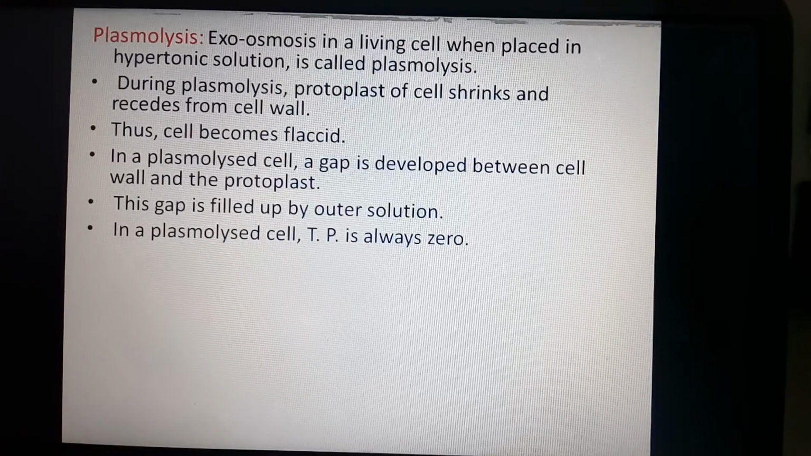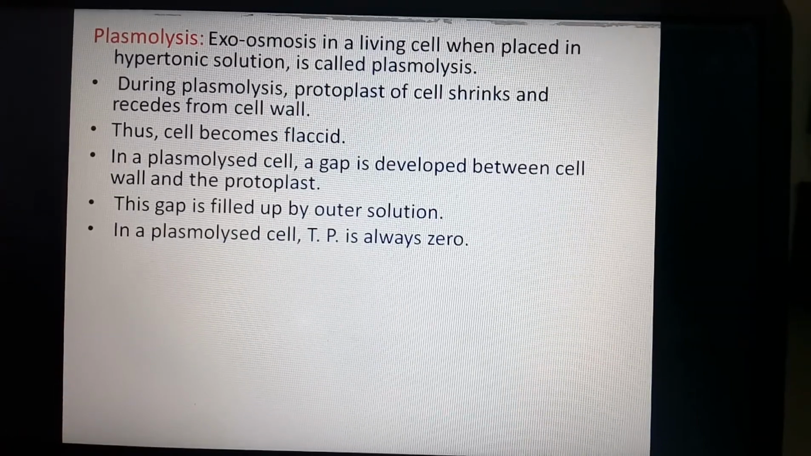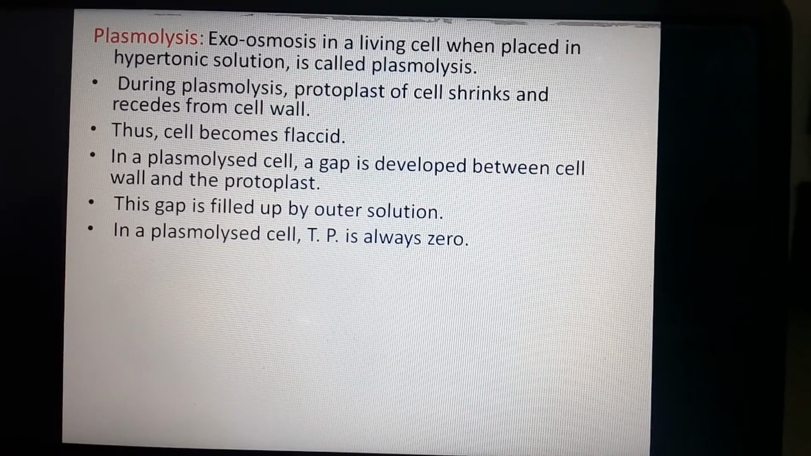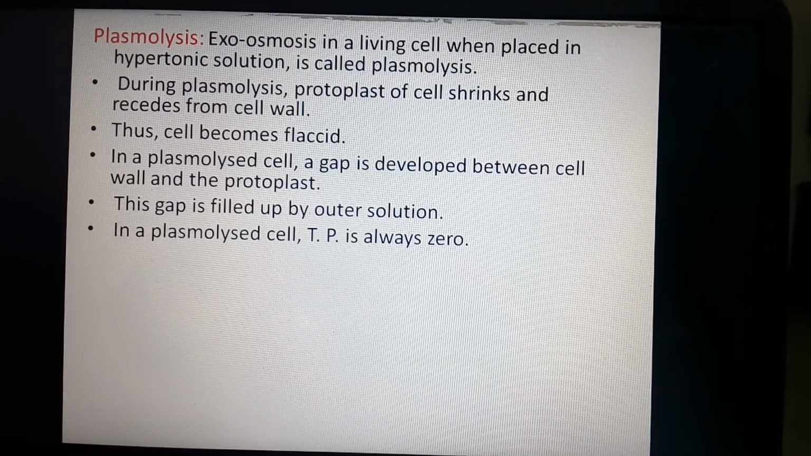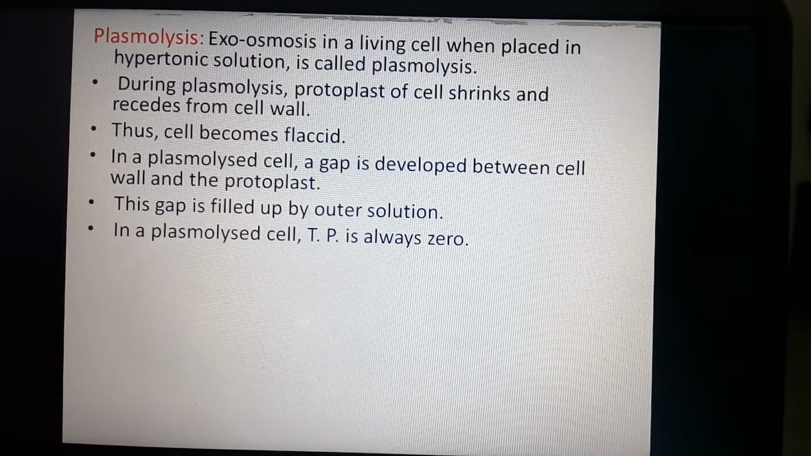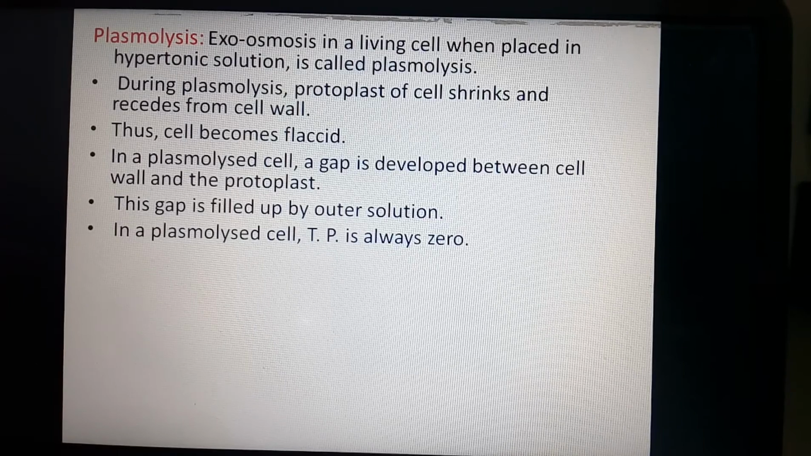If water molecules move outside the cell, automatically what happens? The pressure of water inside the cell starts to decrease. When the cell is completely plasmolyzed, there is no turgor pressure. There is no water pressure present inside the cell. If water pressure is not there, then we can say turgor pressure is also 0.